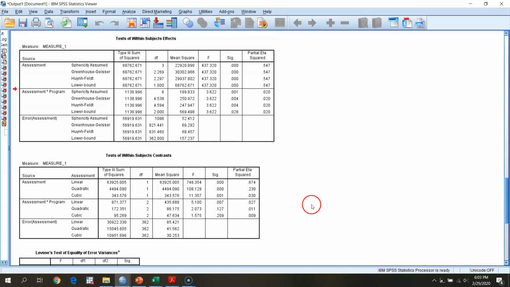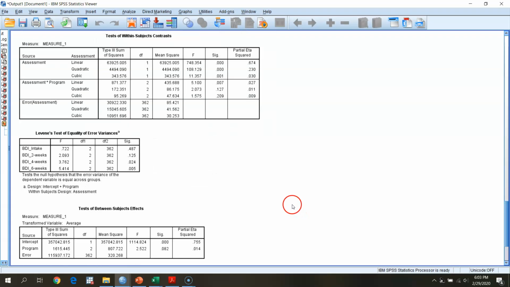So we've got a between by within interaction, our test of within subjects contrasts. We're going to ignore that for right now. If we go down to see our Levene's test, this is telling us whether or not we're seeing differences in the population variability of depression scores across individual groups at intake or baseline and week 2. We're not seeing violations of homogeneity of variance, but we are seeing that across programs we're seeing evidence of differences in the variability of scores across these programs at both week 4 and at week 6.